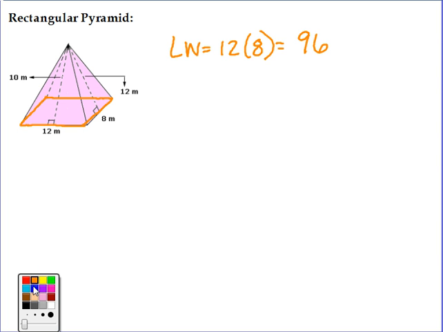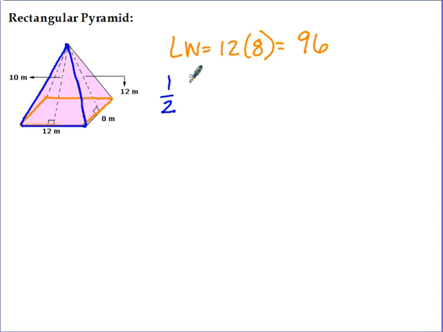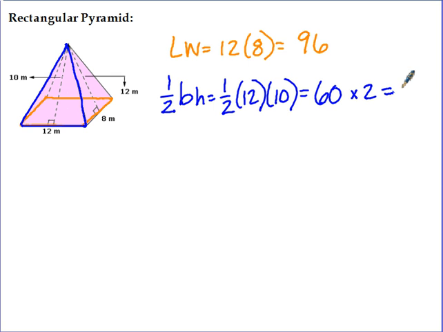Then I have these 2 triangles here. I have one on the front, where the base is 12 and the height is 10, and then the same one on the back. So that's 1/2, the base is 12, oh, I should put base times height first. 1/2 base times height, because this is a triangle. So that's going to be 60, and again I'm going to multiply that by 2 because there's 2 of those triangles, one on the front, one on the back.